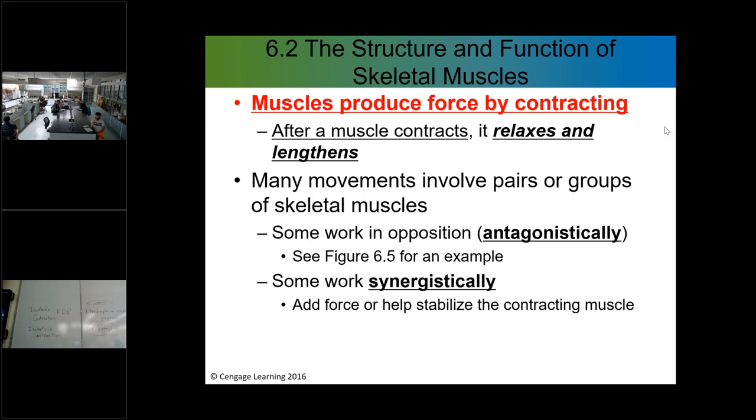So when we're talking about musculature, we need to keep in mind that there are synergistic muscles and there are antagonistic muscles.